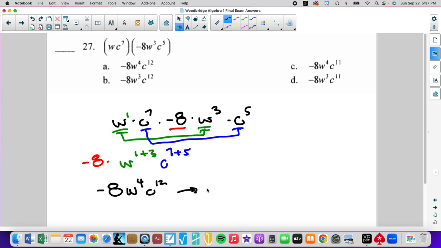Now, Mr. Mack would rewrite it. I would always put it in standard form, that is alphabetical order, but we notice here they don't. Bad. I don't agree with that. I think that it should be -8 C to the 12th W to the 4th instead of A here, which is written in that way.